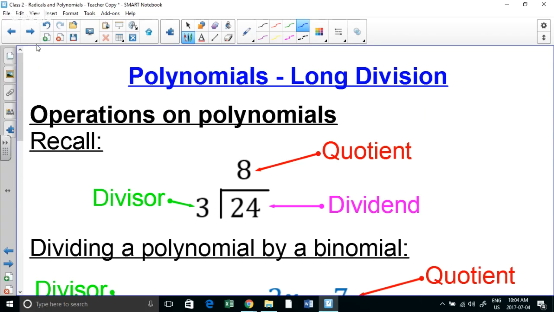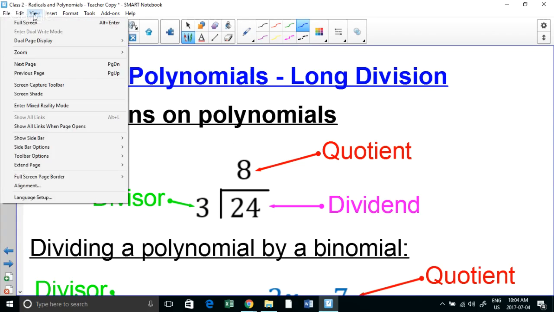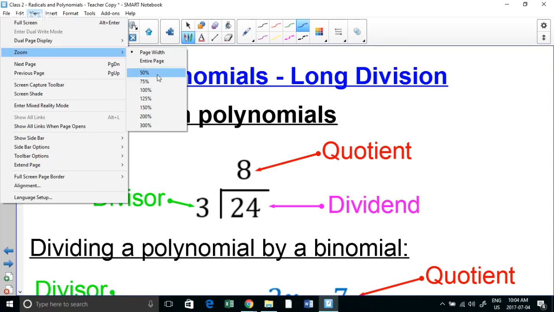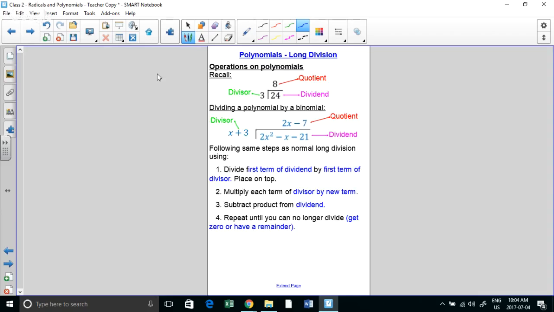This is where it gets complicated. So I'll let you copy the notes down. Too small.